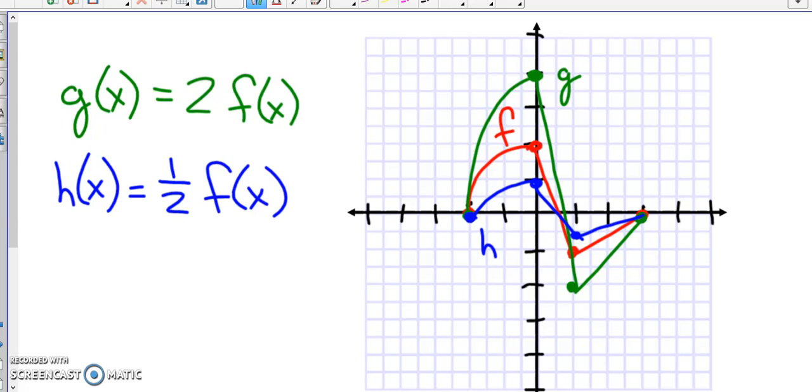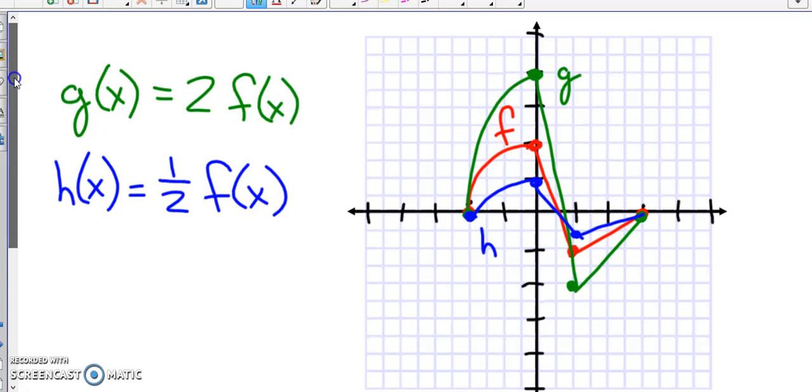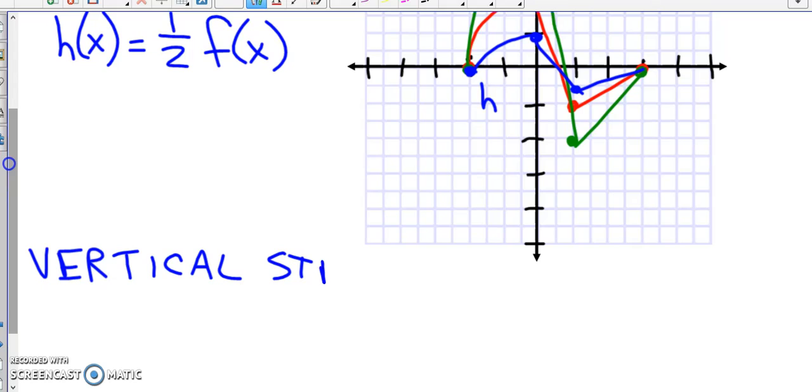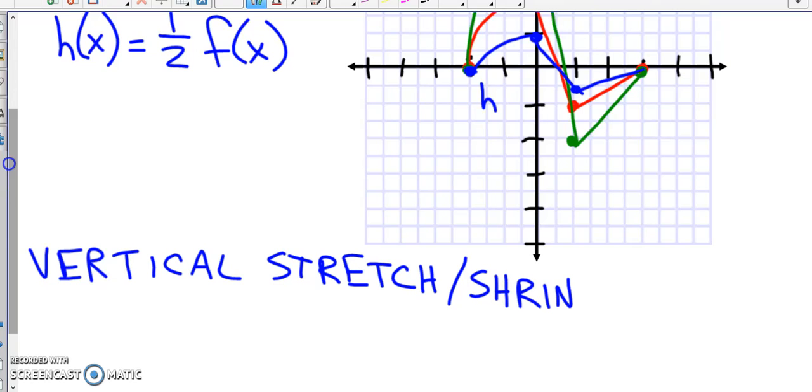So let's formalize this. So this is vertical stretching or shrinking. Last semester, I may not have made you distinguish between the two because all we did was vertical stretching. But this semester, it's going to be very important to distinguish between the two. So vertical stretch/shrink.